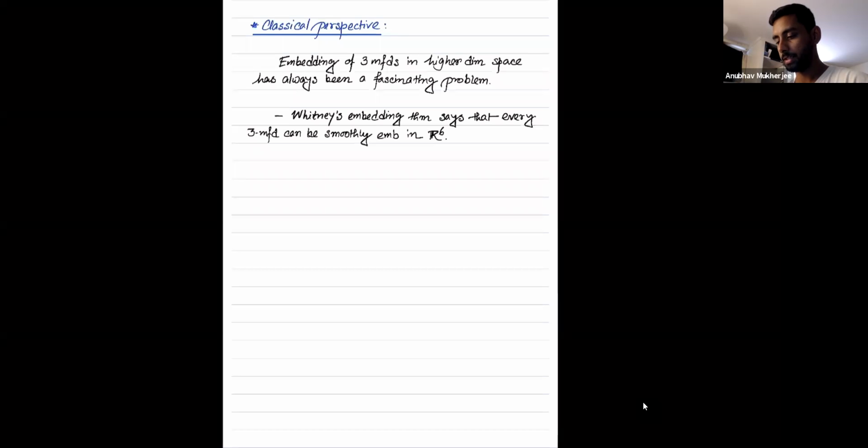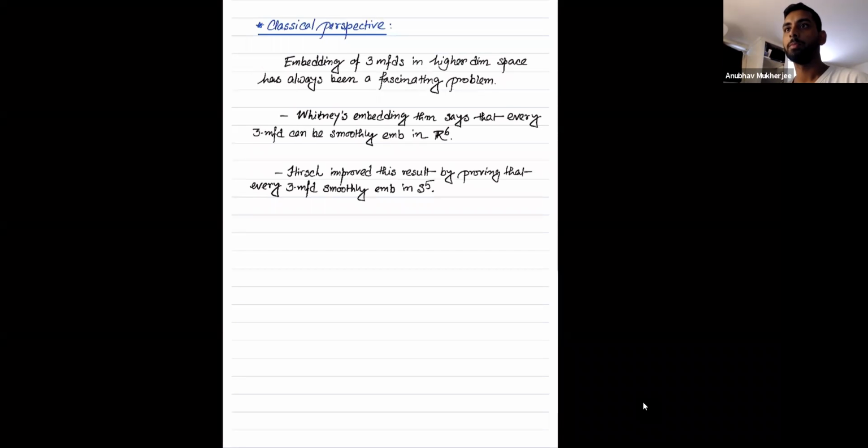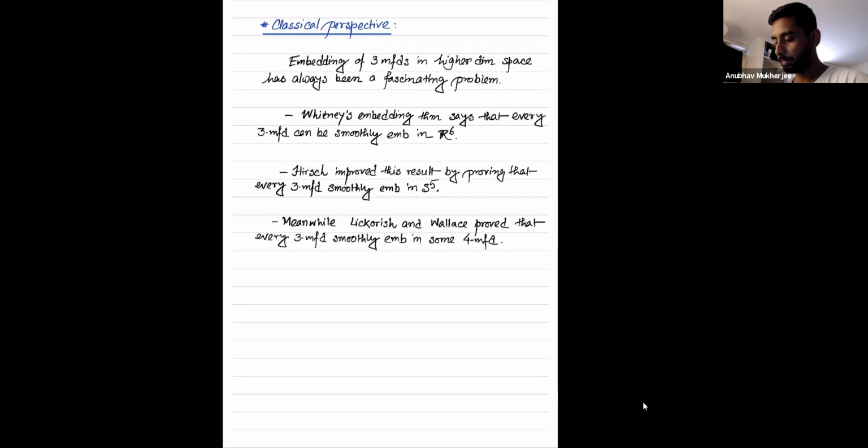Whitney's embedding theorem says that every 3 manifold can be smoothly embedded in R^6. Hirsch improved this result by proving that every 3 manifold smoothly embeds in S^5. Meanwhile, Lickorish and Wallace proved that every 3 manifold smoothly embeds in some 4 manifold, in particular a connected sum of S^2 x S^2.